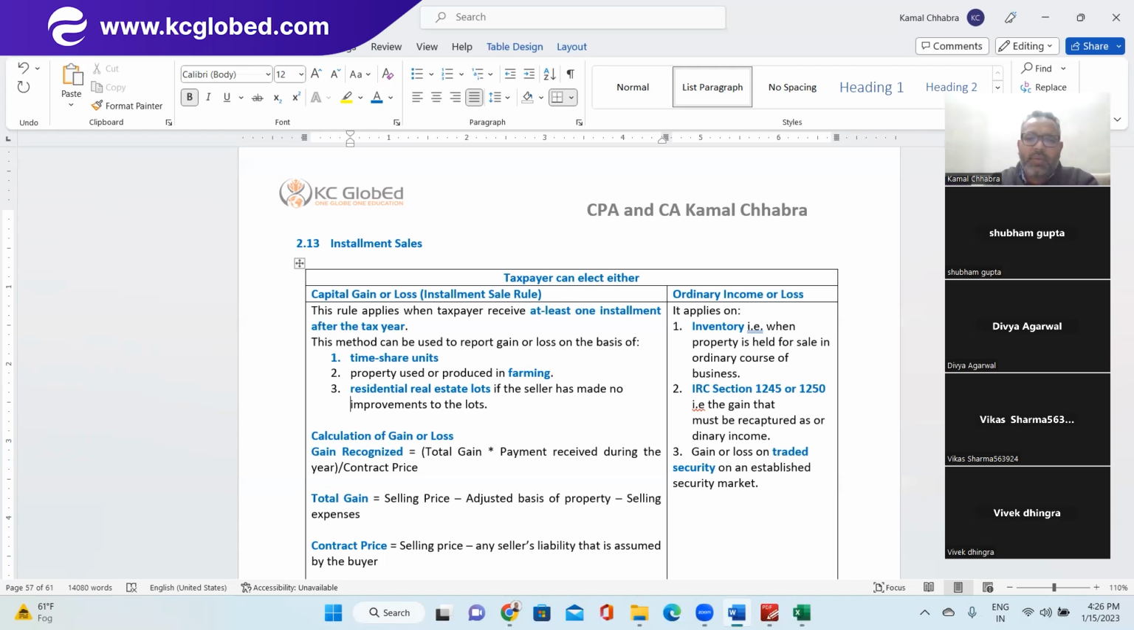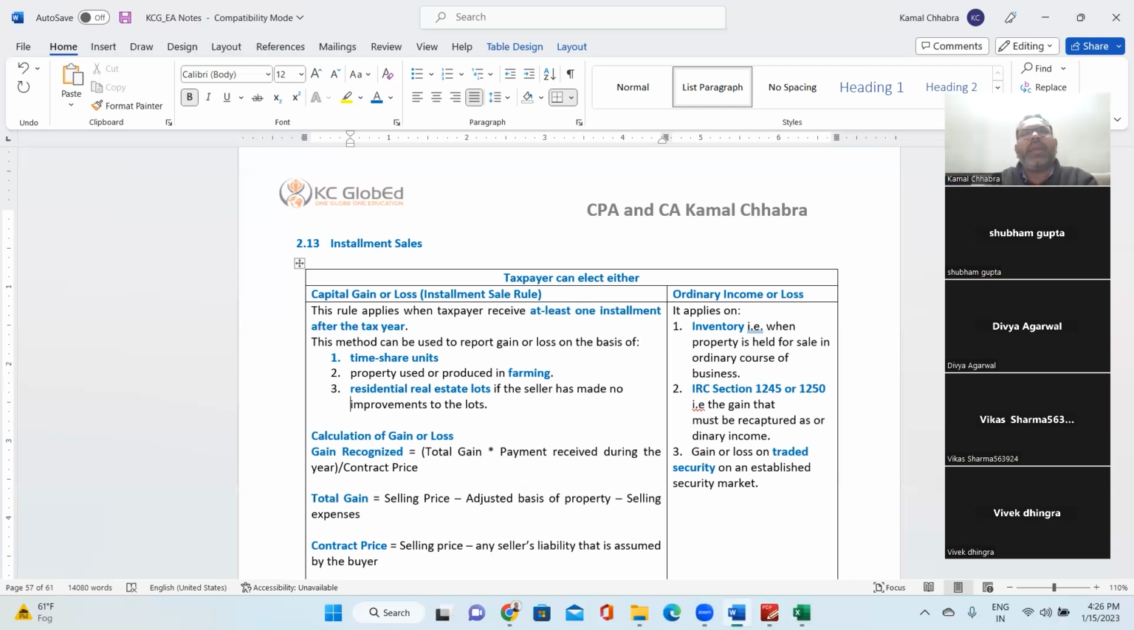Second is farming, the land which is being used for farming purposes. So selling that land you can consider for capital gain purposes. Third is real estate lots. That means you are not selling the buildings, you are selling only the piece of land, right? And you're not making any improvement in that piece of land. Then also you can consider that for capital gain purposes, right?